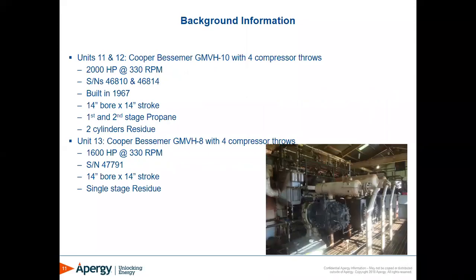So as we mentioned, there are 3 machines at this site, 3 of those large integrals. Units 11 and 12 are Cooper Bessemer GMV H10s with 4 compressor throws, 2,000 horsepower machines built in 1967. First and second stage are propane and 2 cylinders for residue.